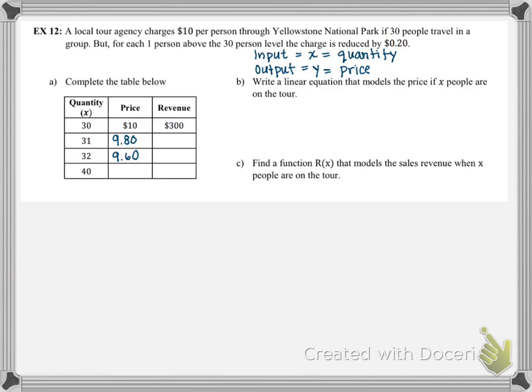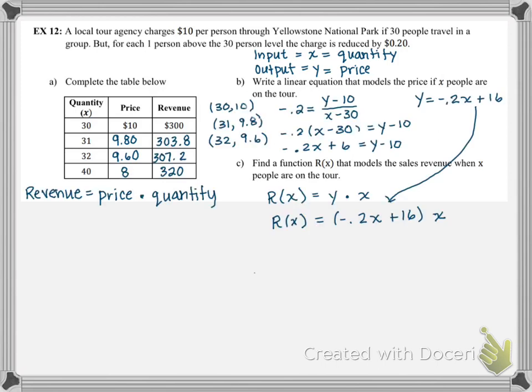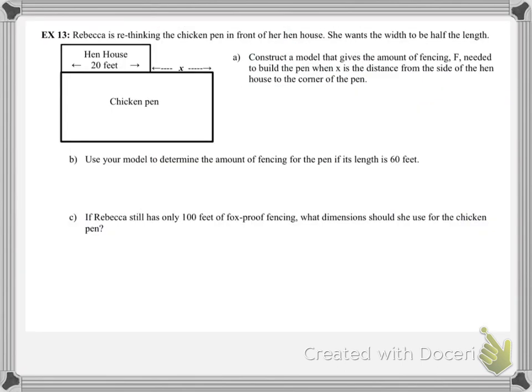And now you have 3 ordered pairs, so you can pick any 2 of them. You can use (30, 10), (31, 9.80), (32, 9.60). Any 2 of those 3 ordered pairs, you'll use exactly the same way we did in the previous problem to write your equation. So go ahead and write your linear equation that models the price, just for part B, and then we'll do part C together. Okay, let's go to 13.